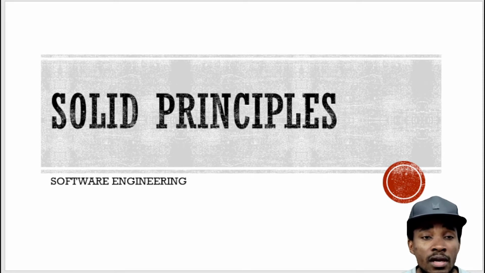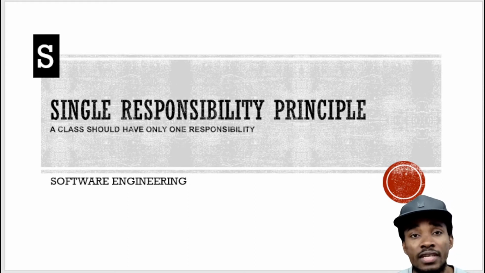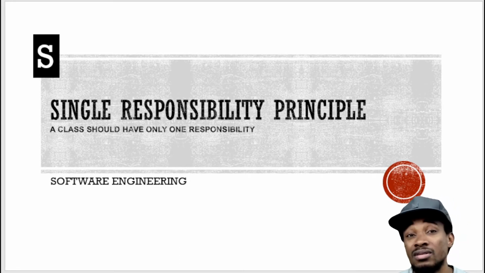The word SOLID has letters, and each of them stands for a principle, and I'm going to take you through them. So let's go to the first one, which is S. The S in SOLID stands for single responsibility principle, which means that a class should have only one responsibility.